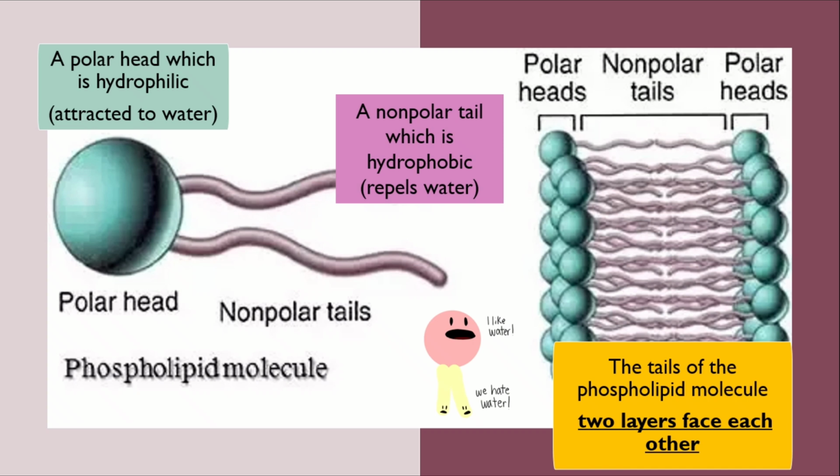Phospholipid molecule consists of the polar head and non-polar tail. A polar head which is called hydrophilic or attracted to water, meanwhile a non-polar tail which is hydrophobic repels water. As you can see in this diagram, the tails of the phospholipid molecules in the layers face each other.